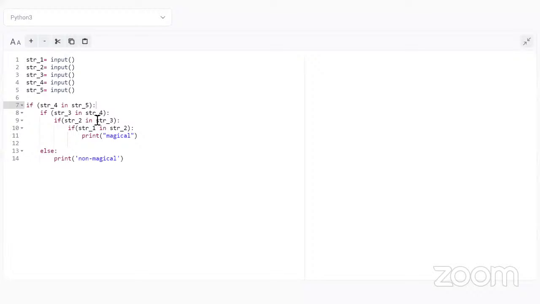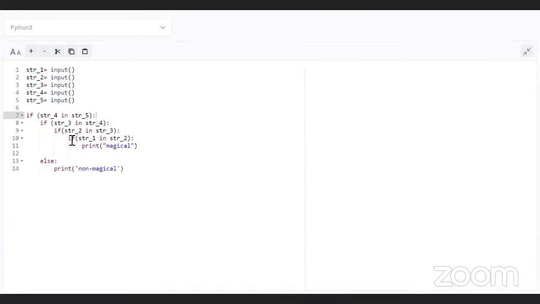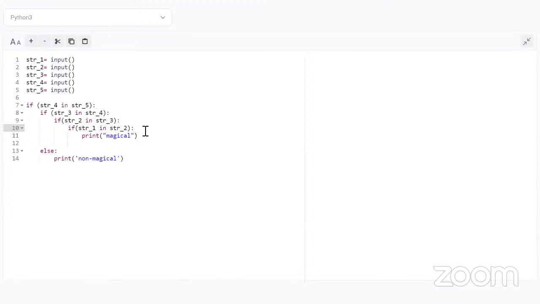Okay, let me explain this way. For line number 10, you have an if, right? For that, you need to add an else statement. And on line number 10, the if there also needs an else statement. Line number 8, you already wrote an else statement. But for line number 7, the if, you should add an else statement.